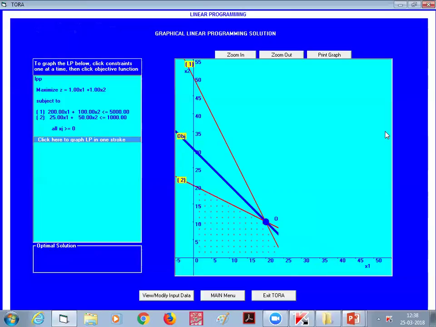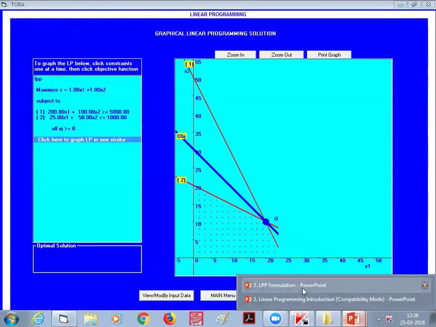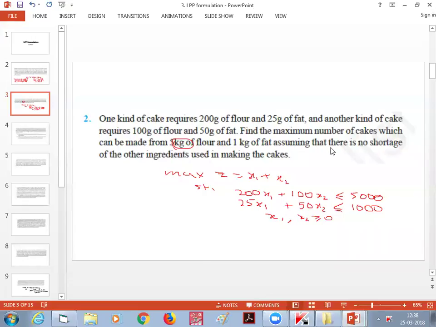Why you used 1 and 1? Yes, we used 1 and 1 here because they asked us for the total number of cakes, so we want the maximum number of cakes. Maximum number of cakes means x1 plus x2. So what are the coefficients of x1, x2? 1, 1. That's why we used 1 in both cases. That's where the 1s came from.